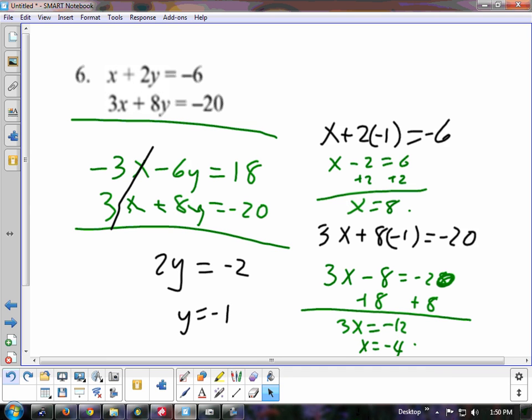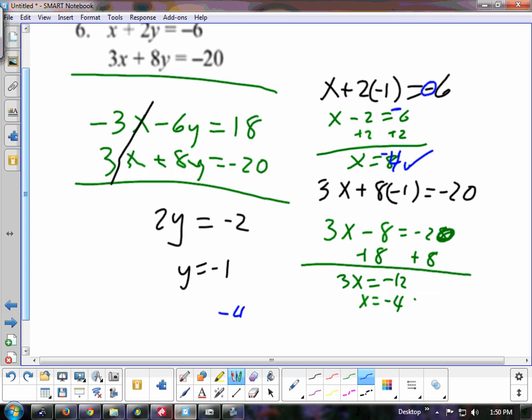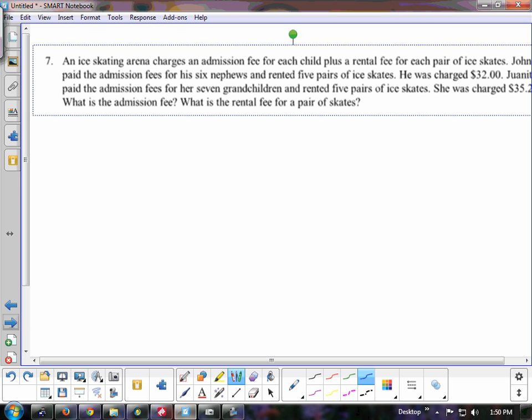So I made a mistake somewhere, and my mistake is right here. I didn't bring my negative down. So when I do this, I get x equals negative 4. And now it checks. So that's what your check is for. See if you got the right answer. I got negative 4 comma negative 1, and that's my answer.